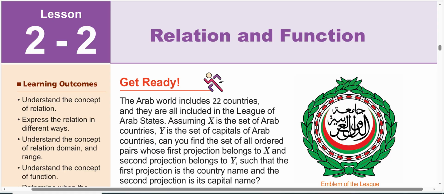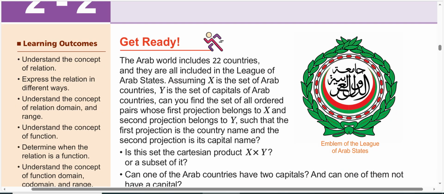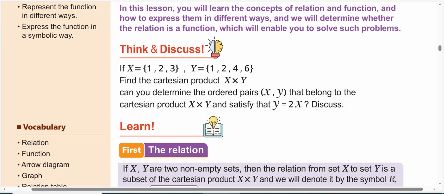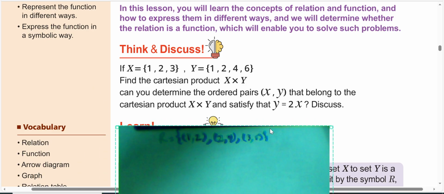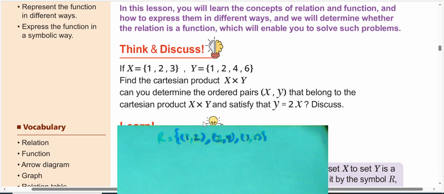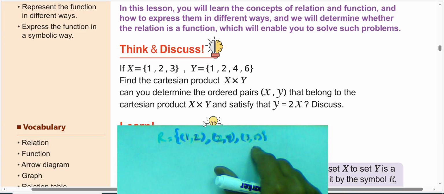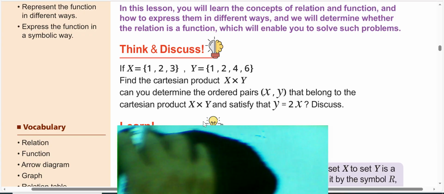Discuss with me here about this relation. Number 1, discuss with me. If x equals {1, 2, 3} and y equals {1, 2, 4, 6}, find the Cartesian product x by y. Determine the ordered pairs (x, y) that belong to the Cartesian product x by y and satisfy y equals 2x. The relation will be a function because each element in x has only one image. 1 times 2 equals 2, 2 times 2 equals 4, 3 times 2 equals 6. Then we call this relation a function.